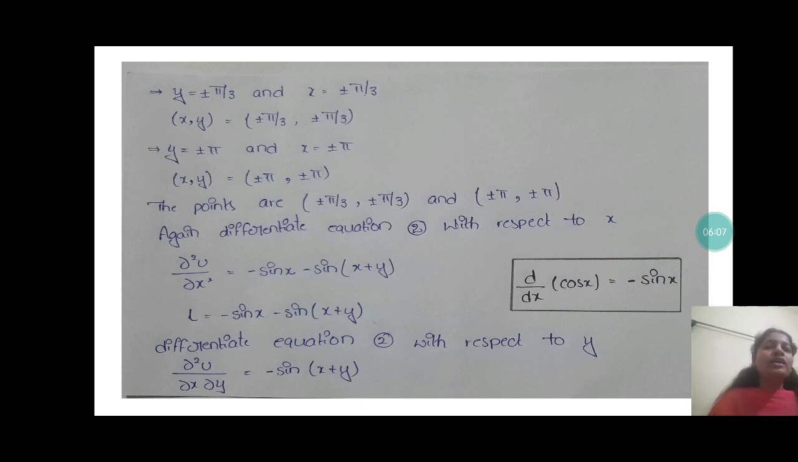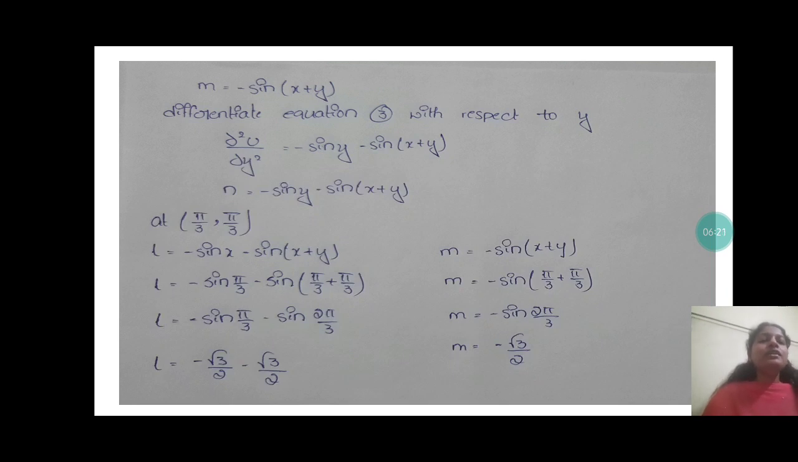And we want two other values, m and n. Again differentiate equation 2 with respect to y. Dou square u by dou x dou y is equal to minus sin of (x plus y), and this is the m value. So m is minus sin of (x plus y). Differentiate equation 3 with respect to y. Dou square u by dou y square is equal to minus sin y minus sin of (x plus y). So n is equal to minus sin y minus sin of (x plus y), as we know that n is equal to dou square u by dou y square.